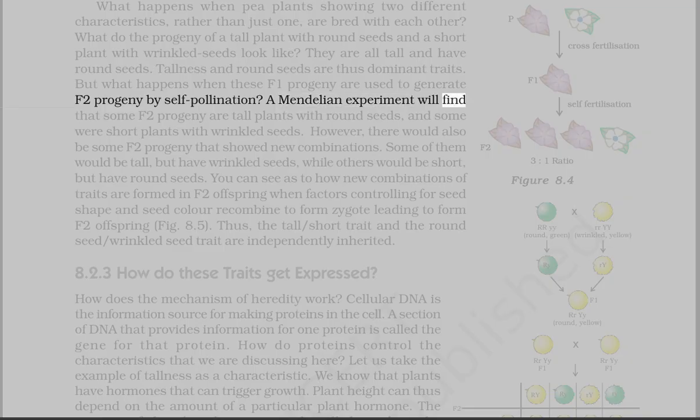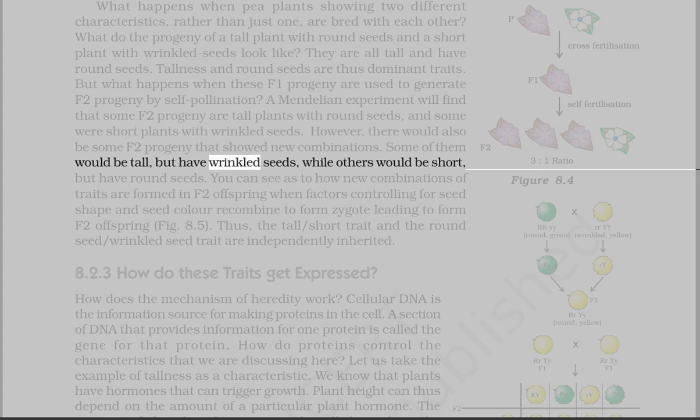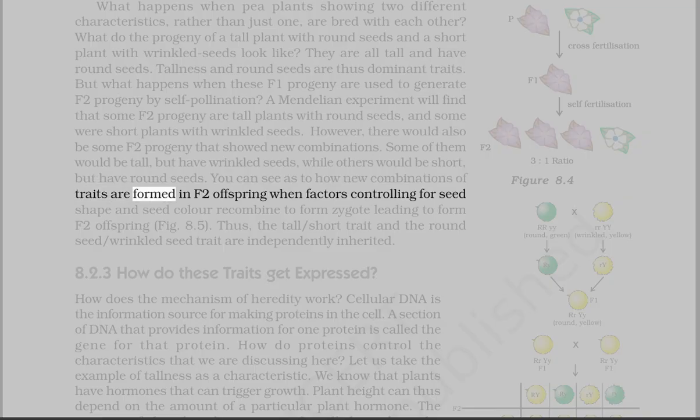A Mendelian experiment will find that some F2 progeny are tall plants with round seeds, and some are short plants with wrinkled seeds. However, there would also be some F2 progeny that showed new combinations. Some of them would be tall, but have wrinkled seeds, while others would be short, but have round seeds. You can see how new combinations of traits are formed in F2 offspring when factors controlling seed shape and seed color recombine to form the zygote leading to F2 offspring, Fig 8.5. Thus, the tall/short trait and the round seed/wrinkled seed trait are independently inherited.